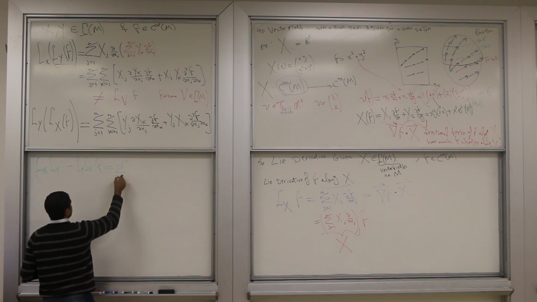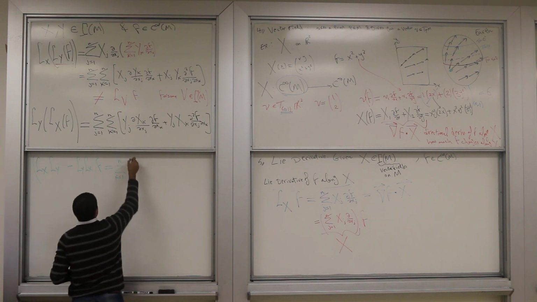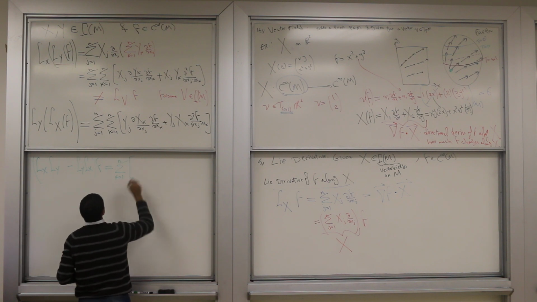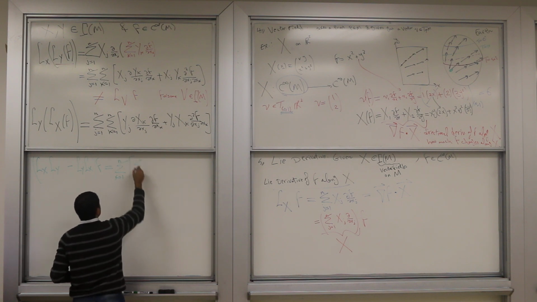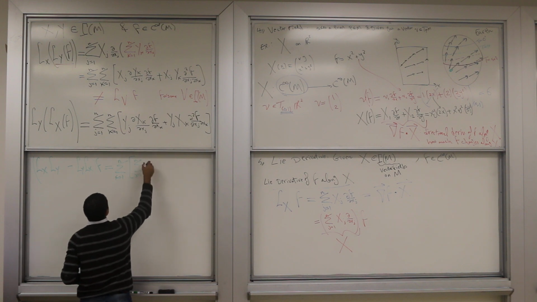Summation k equals 1 to n of summation j equals 1 to n. I also swap the order.